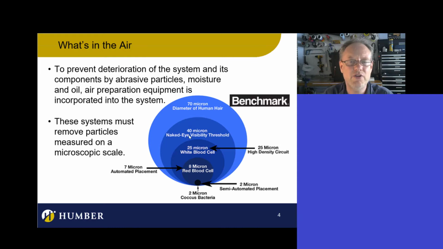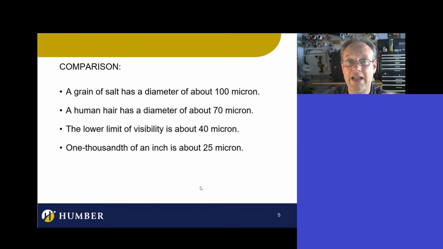And once you go below 40 microns, you can't see it anymore. It's beyond the visual range. And then a white blood cell is smaller than that, and we go down and down. We get to about 2 microns, and we can see that some bacteria are actually that small. So sometimes we need really intense filtering. But in this case, let's look at some more sizes. A grain of salt is about 100 microns, and 70 microns is a hair, and then if we go a little bit lower. So that's what's going on.